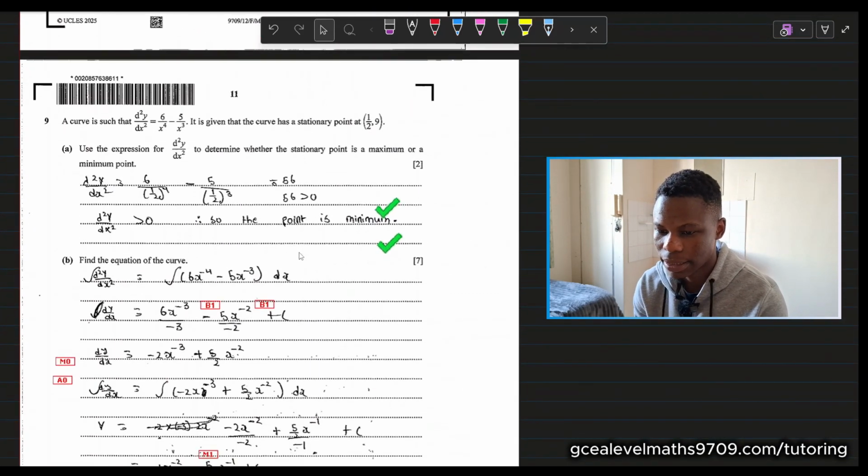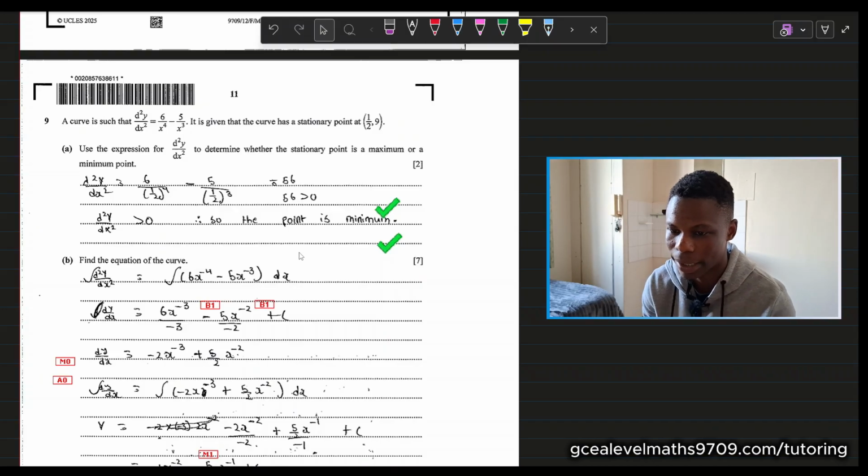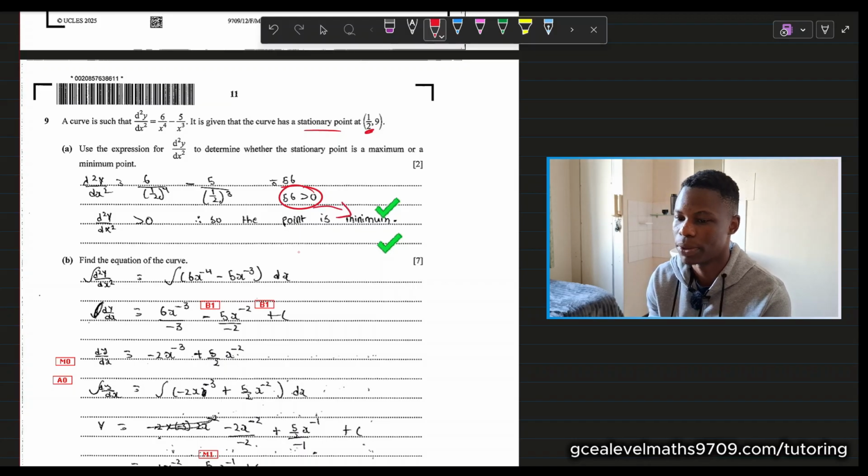And then we go on to a bit of, looks like differentiation mixed with integration, number 9. So for part A, use the expression for the second derivative to determine whether the stationary point is a maximum or a minimum point. Okay, very straightforward. Just substitute x with your x coordinate at your stationary point, which in this case is half, and you got that the second derivative at x is half is 56, which is positive, greater than 0. So this means that we've got a minimum point.